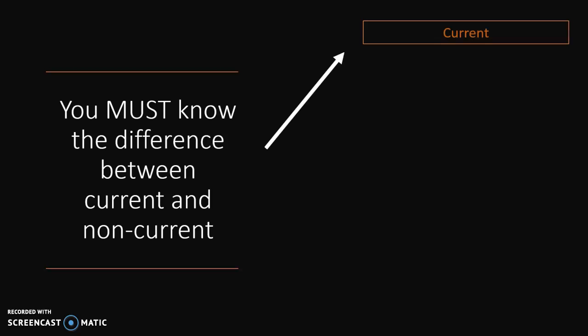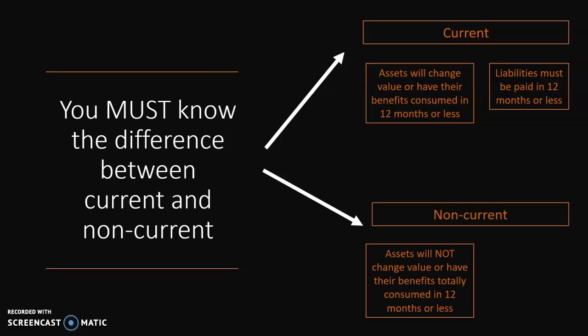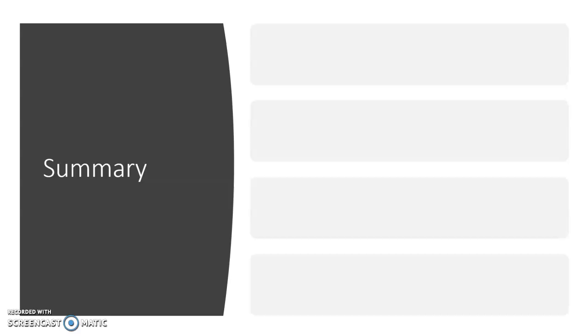Remember, you have to know the difference between current and non-current assets and liabilities. The magic number here is the 12 months. Current assets will change or be consumed within 12 months, and current liabilities must be repaid in 12 months. Whereas non-current assets, they don't have to change and won't have their benefits entirely consumed in that 12 months, and the non-current liabilities don't have to be repaid in full within 12 months.